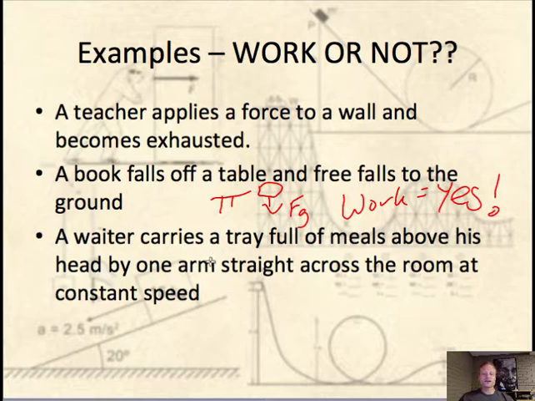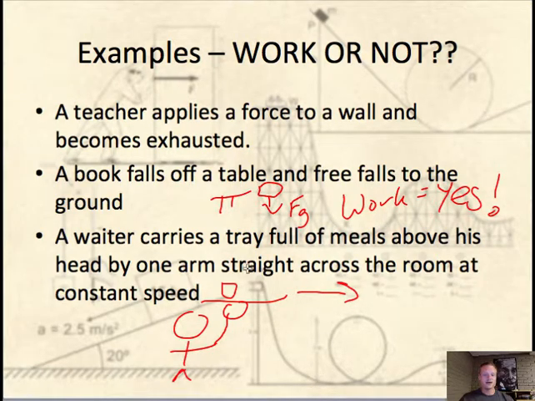A waiter carries a tray full of meals above his head by one arm straight across the room at a constant speed. Okay, so here it is, this waiter. I am far from a good artist, but we'll say there's a glass of water on it. He's carrying this tray, and it's moving across the room in this direction. Now, is there a force upon this tray? There is. There's the force of gravity, right? And it's moving at a constant speed.